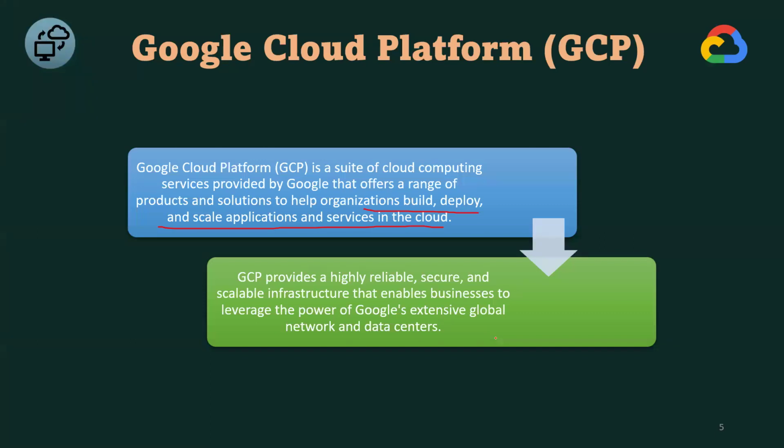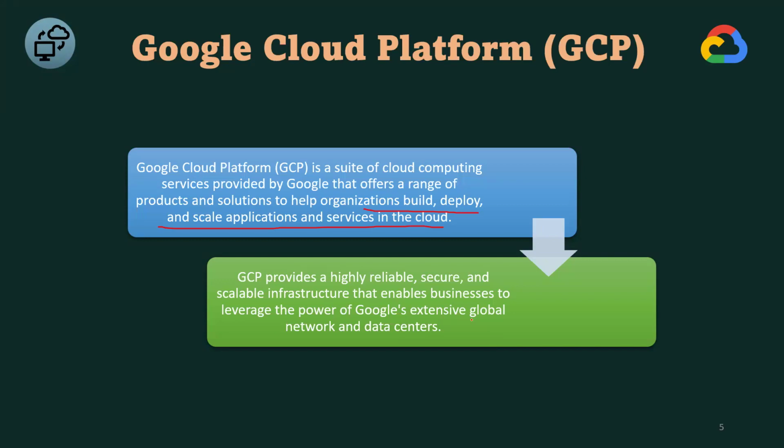Organizations have plenty of requirements. If they want to build, they have a service in GCP they can use. If they want to deploy, they have a service in GCP to deploy on top of. If they want to scale, they can scale to multiple thousands, and they can store any amount of data. That is how Google Cloud Platform is a suite of cloud computing services. Similar to Azure and AWS, they also provide products and solutions to help the organizations to build, deploy, and scale the applications and services in the cloud.